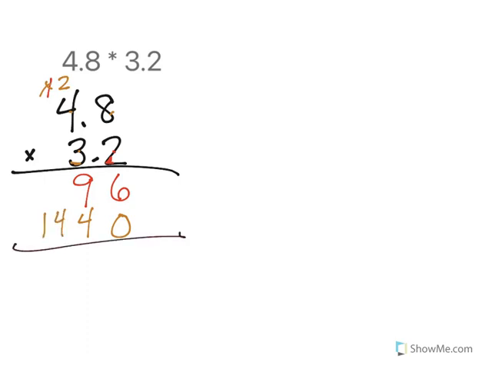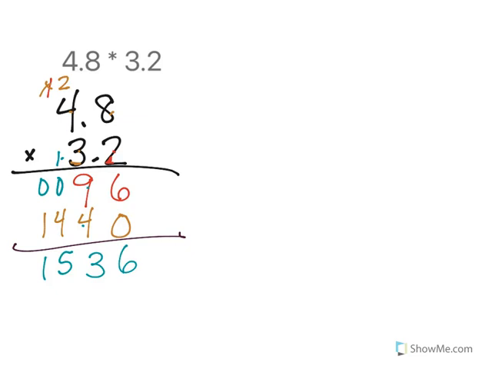And now, since I've multiplied everything, I'm ready to add. So I just add straight down. 6 plus 0 is 6. 9 plus 4 is 13, carry my 1. These empty spaces are, again, kind of like phantom zeros. So 1 plus 0 plus 4 is 5, and 0 plus 1 is 1.